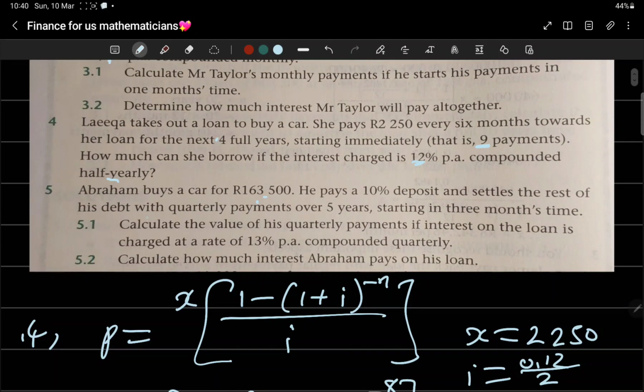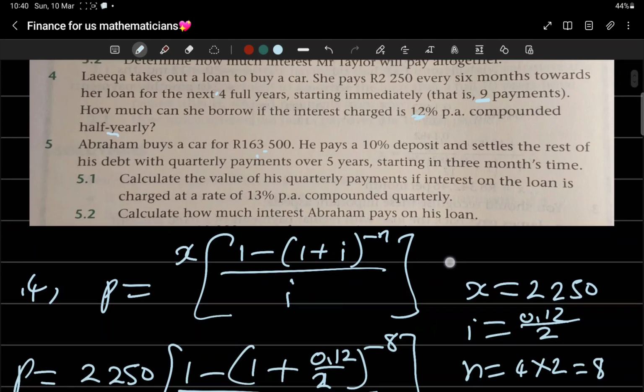Okay, then his debt is paid in quarterly payments. So he's paying 4 times in each year over 5 years, starting in 3 months' time.